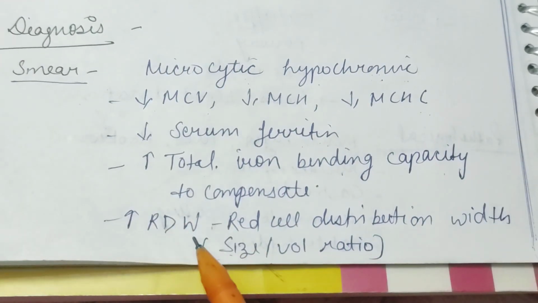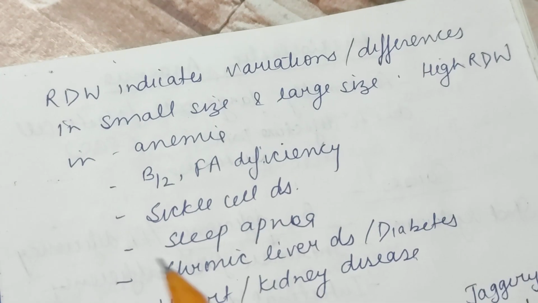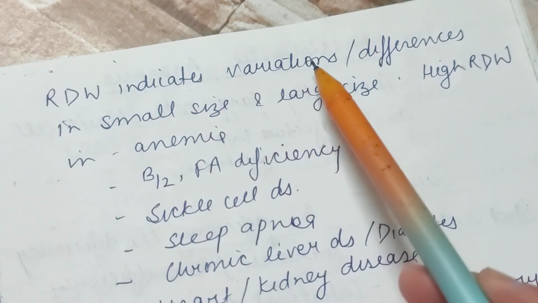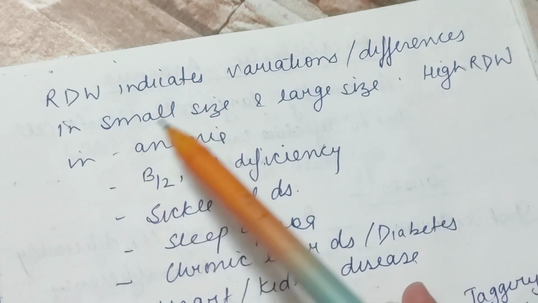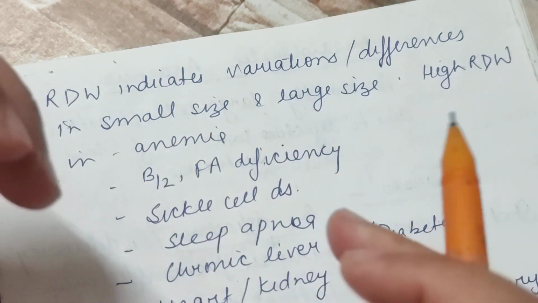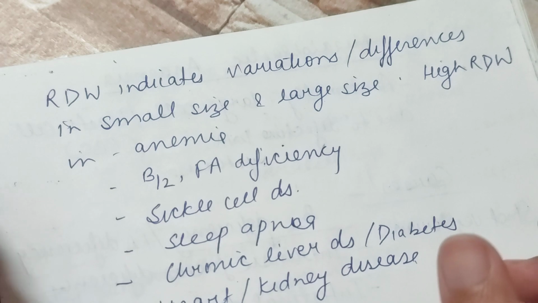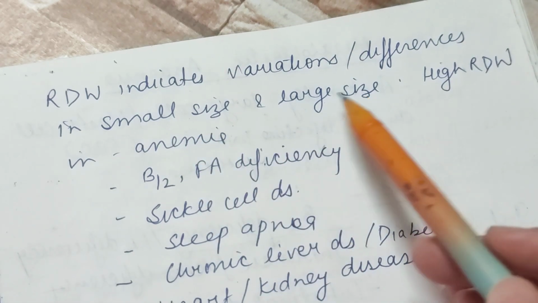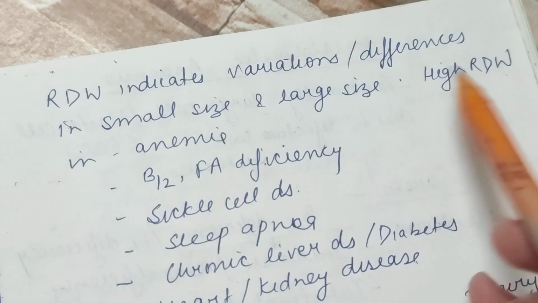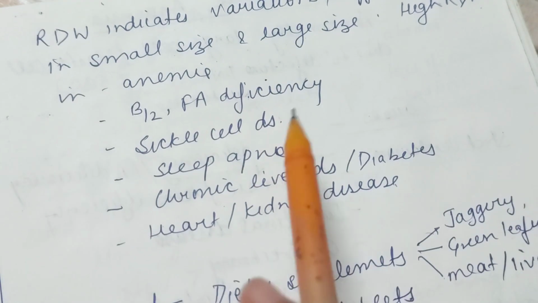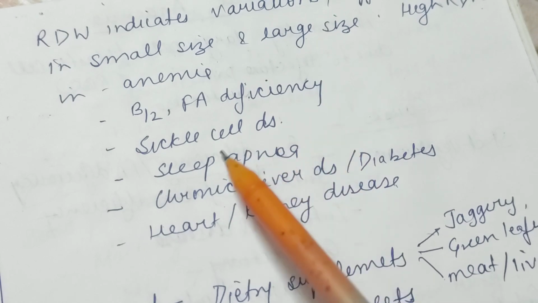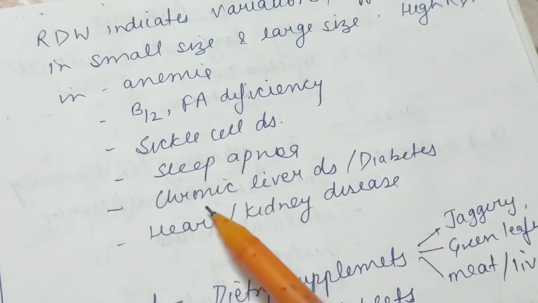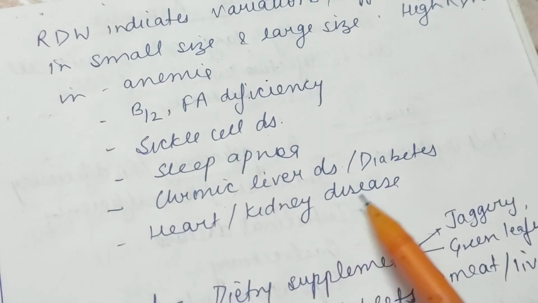So there is an increase in RDW, which is red cell distribution width. So what is RDW? RDW basically indicates variation and differences between small and large sizes. So there is a very wide range of cell sizes you will observe in these patients, small size to large size, various cells are there. So if there is a high RDW, it's mostly anemia, which can be because of B12 or folic acid deficiency, sickle cell disease, sleep apnea, chronic liver disease or diabetes, heart or kidney disease.